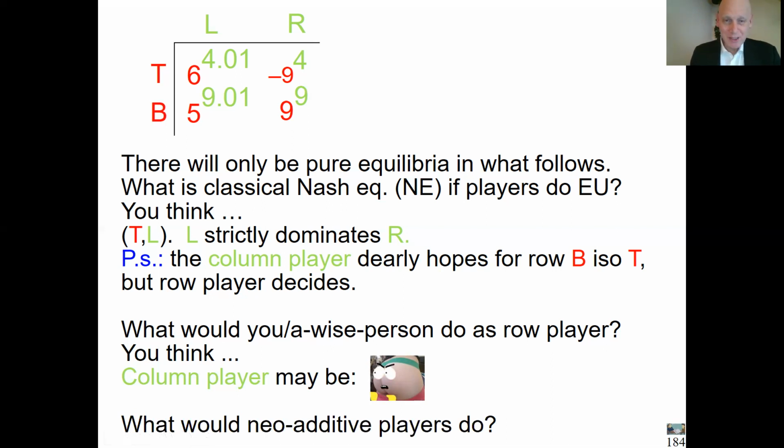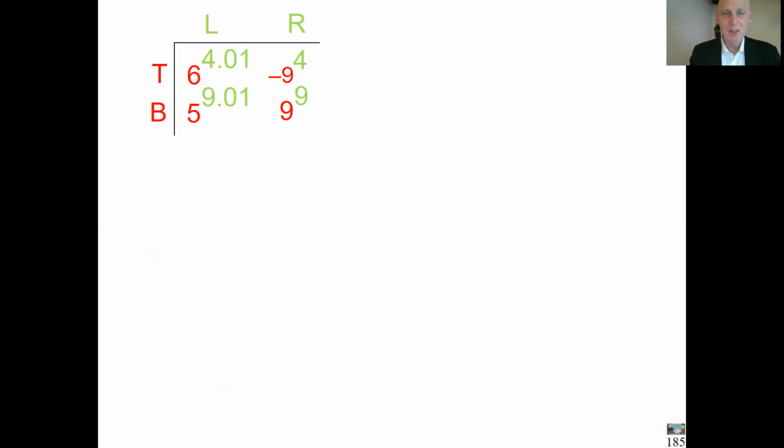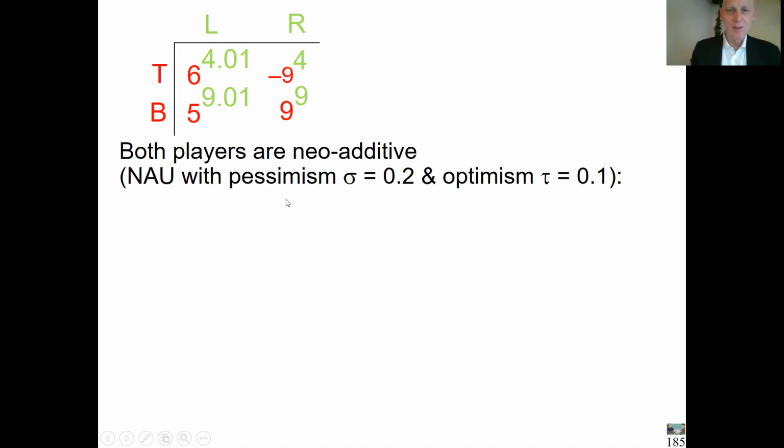Now we're going to see what the neo-additive players would do. We're going to analyze the game a bit more, but now we're going to assume not the classical theory, but neo-additive. What happens then? First of all, also for neo-additive, the column player's L is dominating R. So also on the neo-additive, L has higher value than R. So in that sense, L is chosen with probability 1. That can still be the case.